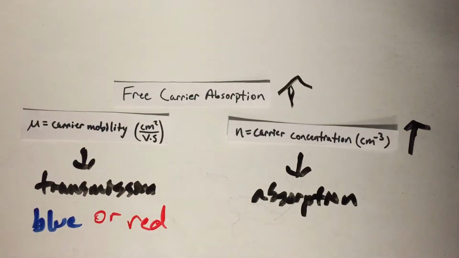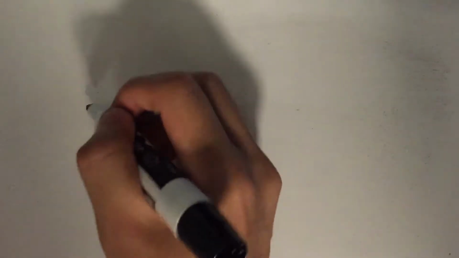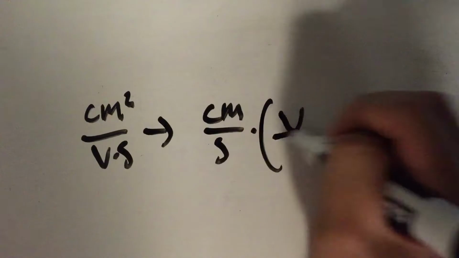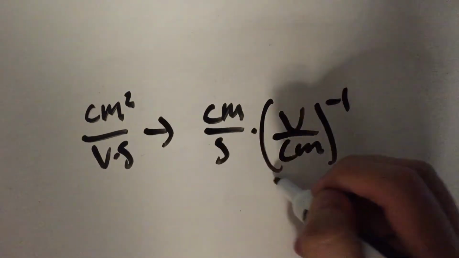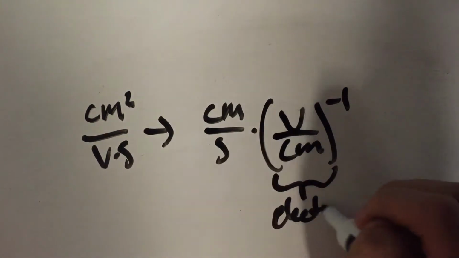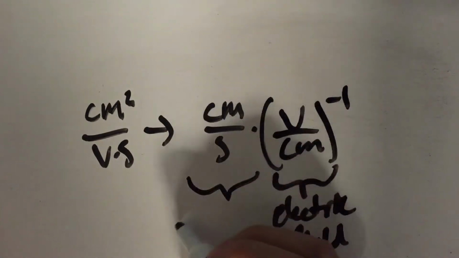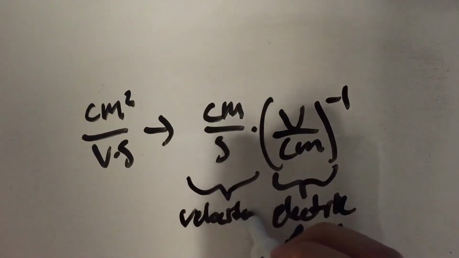The answer to how this works lies in the units of the mobility, centimeters squared per volt second. You can rearrange the units to be centimeters per second times the inverse of volt per centimeter. This tells you that mobility is the velocity of the carrier in an electric field, which means that the carrier will have a certain frequency, so like an oscillation.